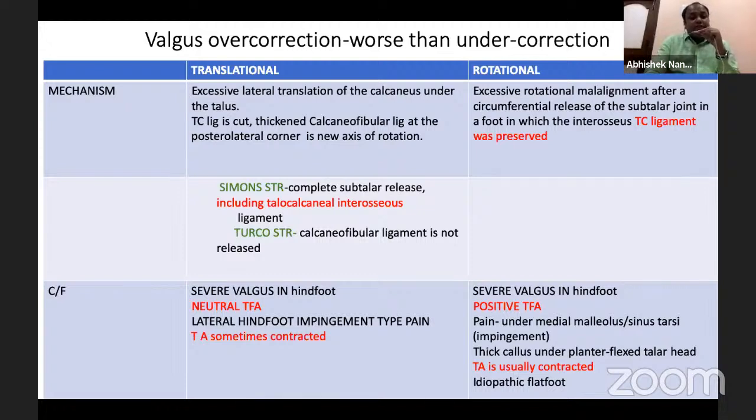Translational deformity happens in the Simmons subtalar release, where there is a complete subtalar release including the talocalcaneal interosseous ligament, or in Turco, where the calcaneofibular ligament is not released. Both will present with severe valgus in the hindfoot. The difference is the thigh-foot angle. In translational, the thigh-foot angle will be neutral, but in rotational it will be a positive thigh-foot angle. Also the tendo Achilles: in translational type, it will sometimes be contracted, but it will usually be contracted in the rotational variety, and the rotational variety will present more like an idiopathic flat foot.